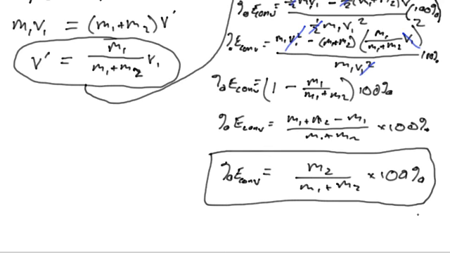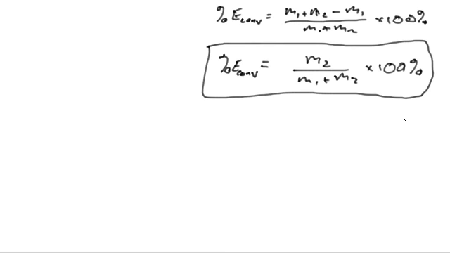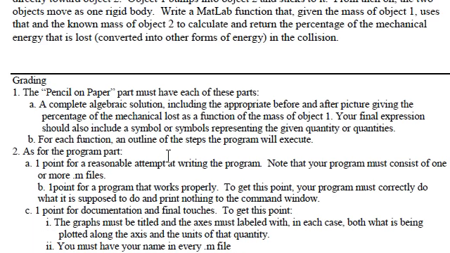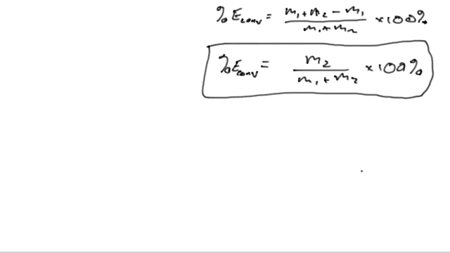Oh, wait a second. We've got to do an outline. We've got to submit an outline of the code. Let's see exactly how I phrase that in the project. So you've got to submit a complete algebraic solution and an outline of the steps that the program will create. So yeah, we'll call that a code outline.